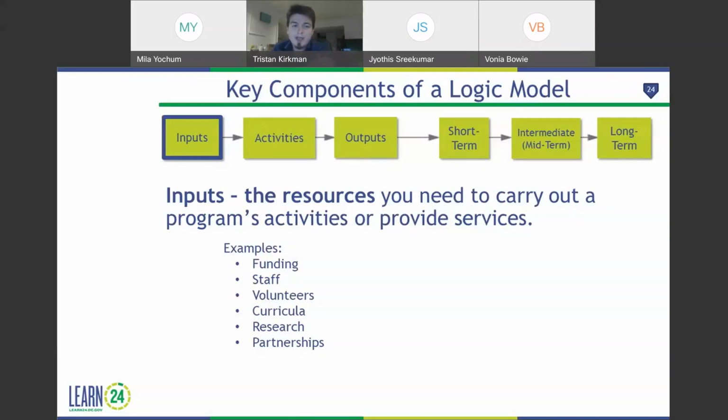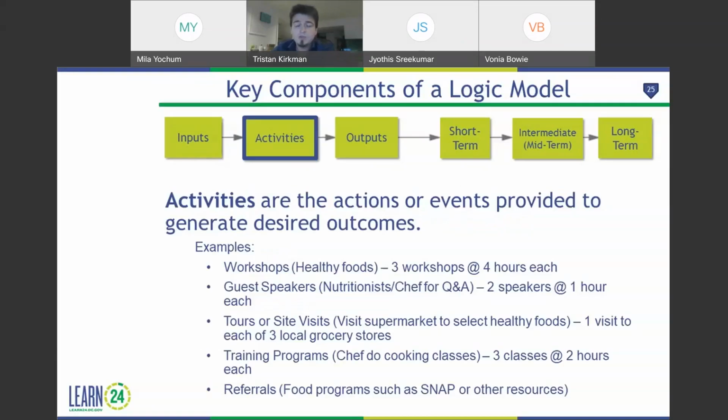So next, we're going to be going over how your program will attempt to address the problem that you've identified. So again, the first key component of logic models is inputs, which we've discussed previously. These are the resources that your program will use to carry out your program's activities: funding, staff, volunteers, etc. Our inputs allow us to conduct our activities.